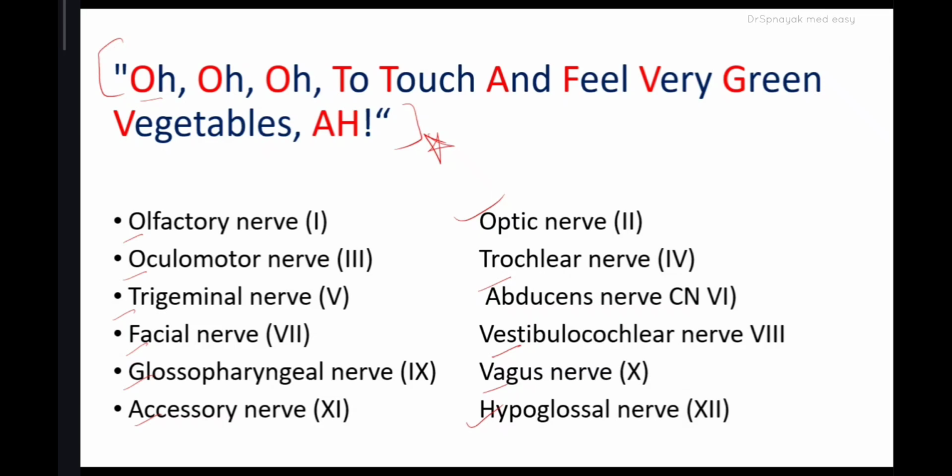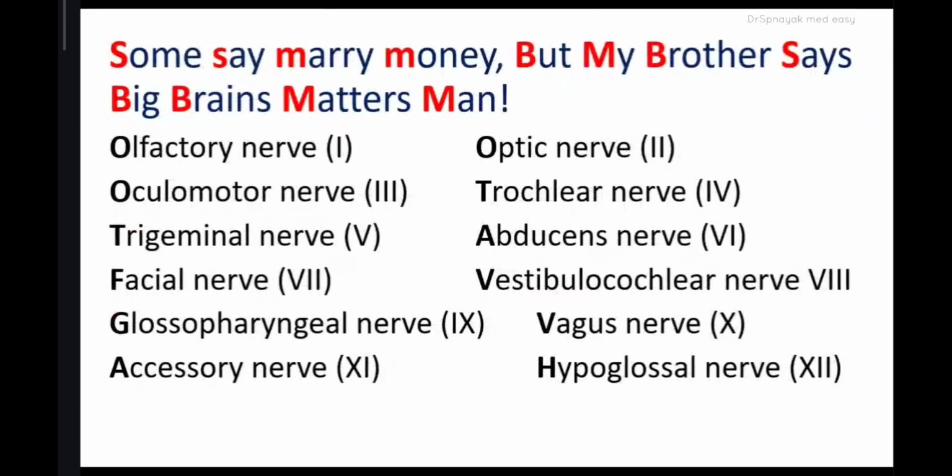And one more thing I told, there are certain nerves which are categorized under motor nerves, and there are certain nerves which are categorized under sensory nerves. And some nerves have both sensory and motor activity. Okay, so here just try to remember another mnemonic, to remember whether a nerve is sensory, motor, or both. Okay, remember this mnemonic.